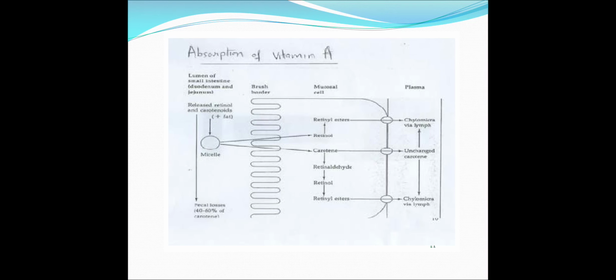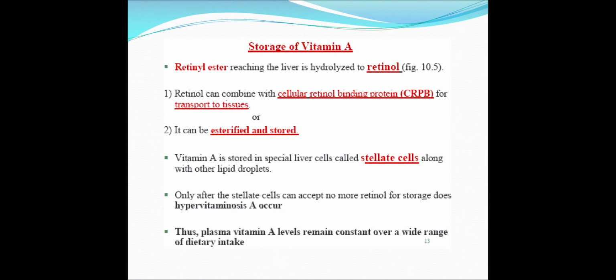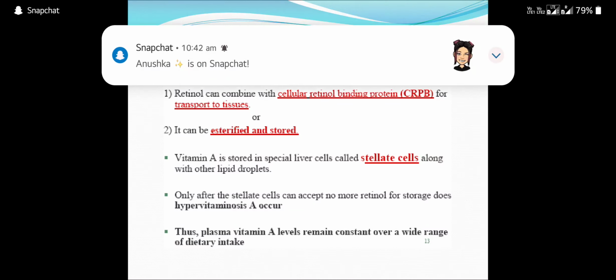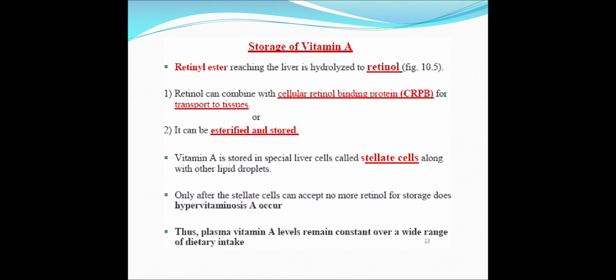Absorption of vitamin A. Storage of vitamin A. Retinyl esters reaching the liver are hydrolyzed to retinol. Retinol can combine with cellular retinol binding protein, CRBP, for transport to tissue. It can be esterified and stored.